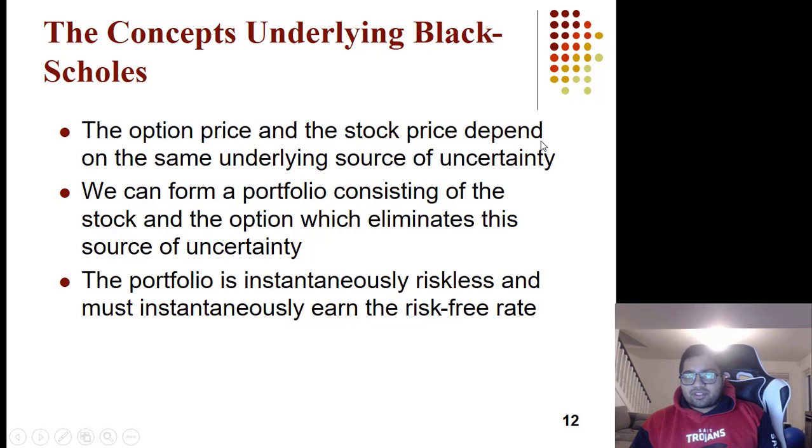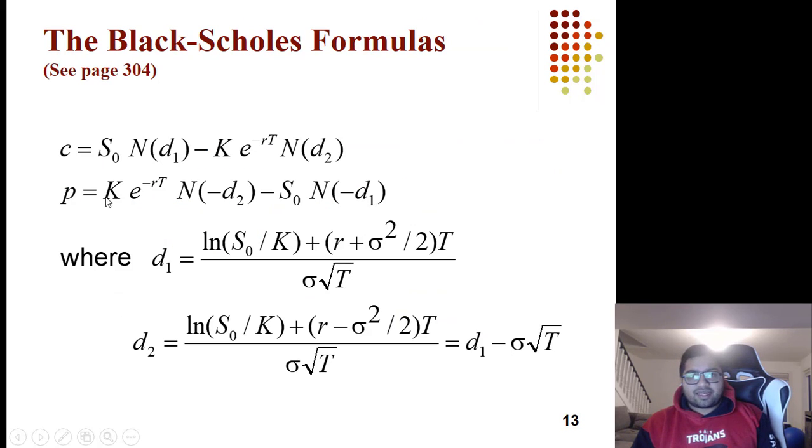The option price and stock price depend on the same underlying source of uncertainty. We can form a portfolio consisting of stock and options, which eliminates this source of uncertainty. So the Black-Scholes model is constructed by using stock and option. You create a portfolio that gives you the risk-free rate by going long on a stock and going short on an equivalent number of options. The portfolio is instantaneously riskless and must instantly earn the risk-free rate. So this is the Black-Scholes-Merton model.